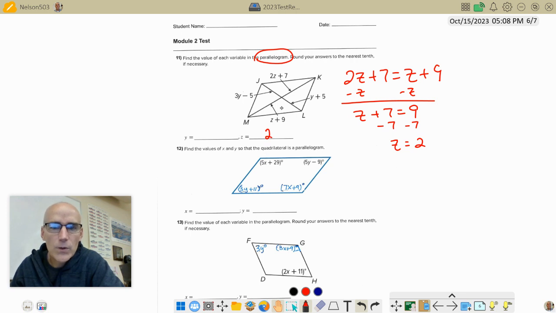And then we do the same with the y. We go 3y minus 5 equals y plus 5. I subtract y from both sides. I add 5 to both sides. I divide by 2. Y comes out to be 5.